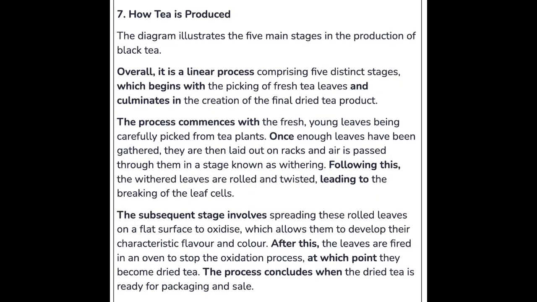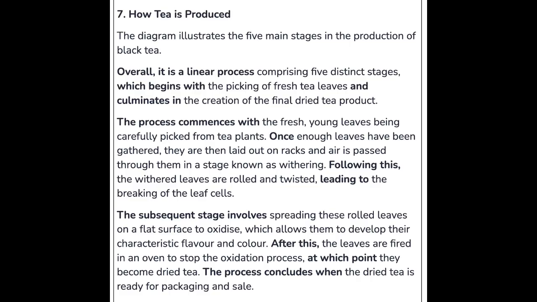7. How tea is produced. The diagram illustrates the 5 main stages in the production of black tea. Overall, it is a linear process comprising 5 distinct stages, which begins with the picking of fresh tea leaves and culminates in the creation of the final dried tea product.